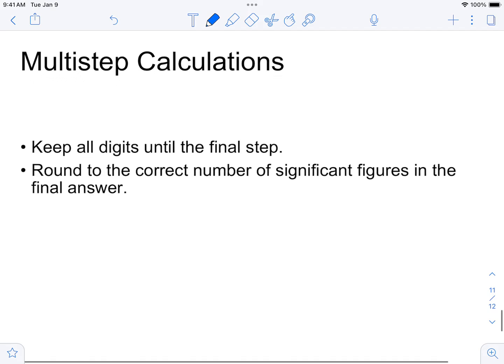If you have multi-step calculations, so you're adding, subtracting, multiplying, dividing, you're doing a bunch of things at once, do your order of operations. Do not round intermediately. Keep every digit, do one big step in your calculator, and then use your sig figs.